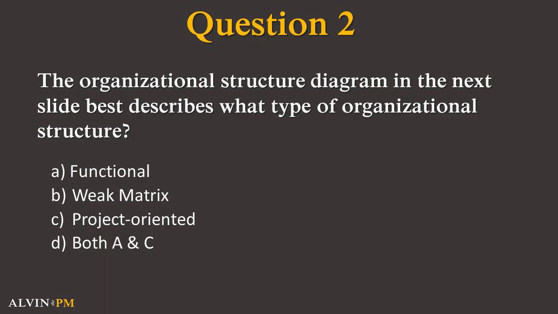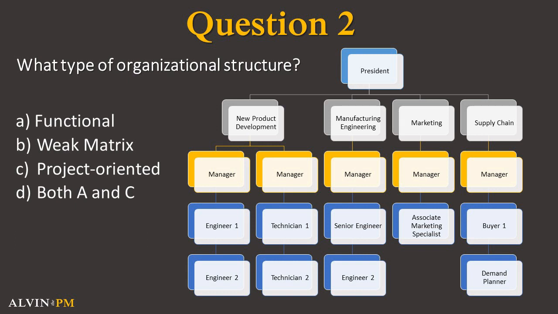Question 2. The organizational structure diagram in the next slide best describes what type of organizational structure. Is it A, functional, B, weak matrix, C, project-oriented, or D, both A and C? Pause the video and write down your answer and your reason why in the comment section below. The correct answer is A.